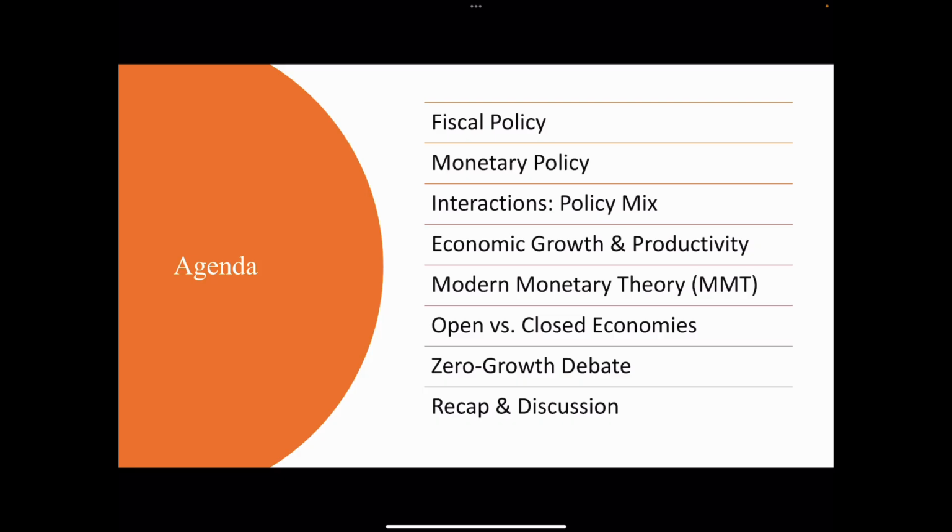We will take a quick look at the modern money theory and at open versus closed economies and what is possible in terms of monetary and fiscal policy under each. And then we'll look at the zero growth debate.